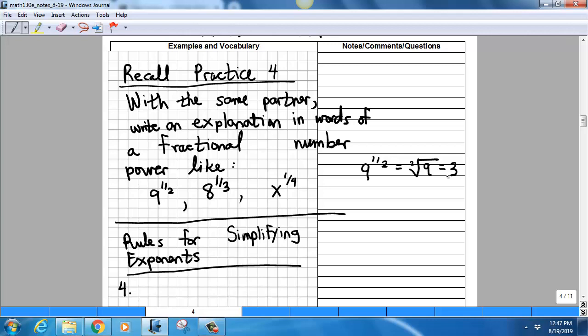That's what that means. So keeping that in mind, what about 8 to the 1/3 power? That also is a type of root. What type of root, though? Cube root, right. That's a cube root. And 8 also is a perfect cube. What is its cube root?